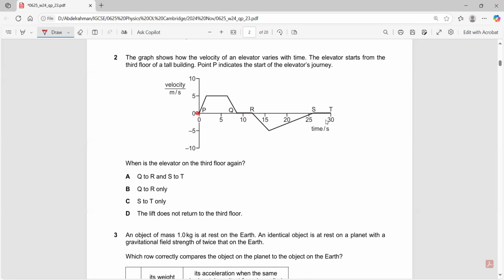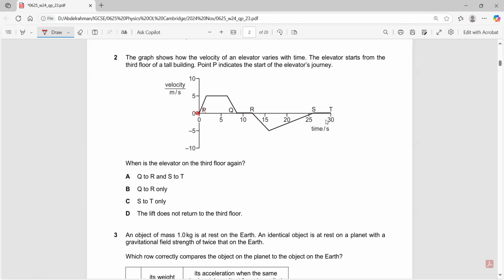So if I travel with my car, for example, from point A to point B, I need to go back to point A by traveling the same distance in the opposite direction. Okay, where is the distance traveled in this graph? The distance traveled is the area under the graph.